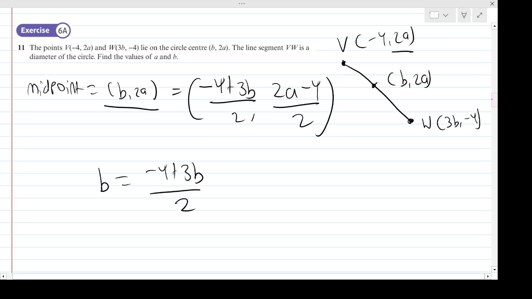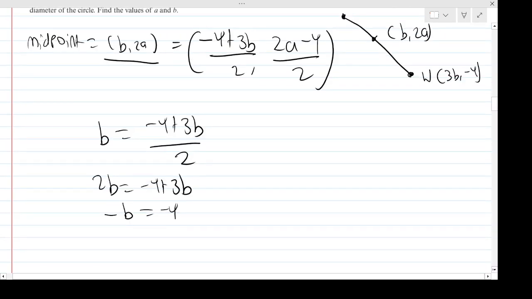If I times across by 2, I get 2B is -4 plus 3B. Then I'm going to bring the B's together. So I'm going to bring the 3B over here to get 2B minus 3B is -B is -4. Then I can just flip the signs to get B is +4. Cool. Then I could do the same for the y part.